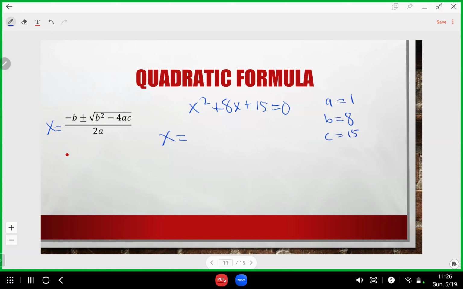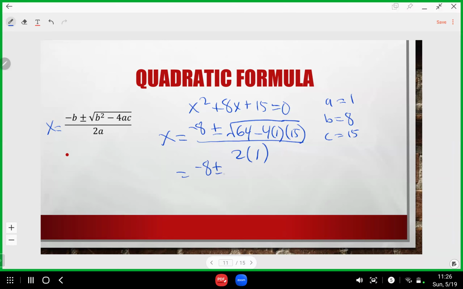So x is going to be equal to negative b, which is negative 8, plus or minus the square root of b squared, which is 64, minus 4 times the a term, which is 1, then times the c term, which is 15, over 2 times a, which is 1 again. So we get negative 8 plus or minus the square root of 64 minus 60 is 4. And that's over 2.